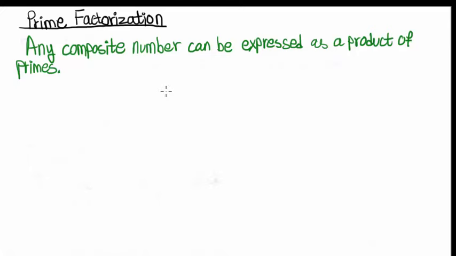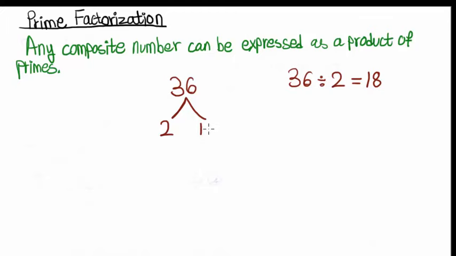This time, let's say I have some number such as 36. Now, what I can do first is figure out what is the first prime factor of the number 36. In this case, when I do 36 divided by 2, which is a prime number, I will get 18. And since 18 is a whole number, 2 is the first prime factor for the number 36. So I draw a little branch, and then I write the 2 on one branch and 18 on the other branch.